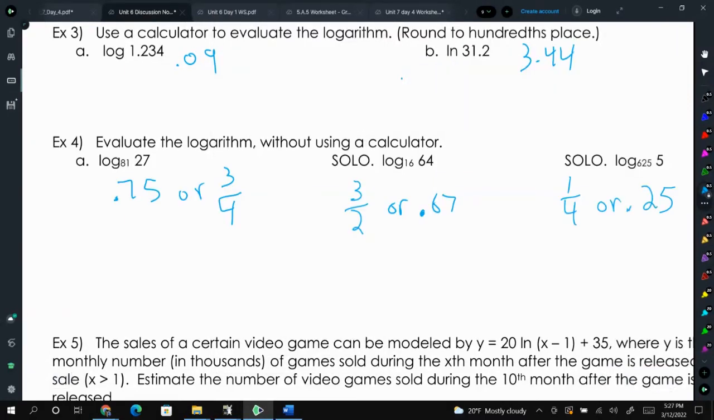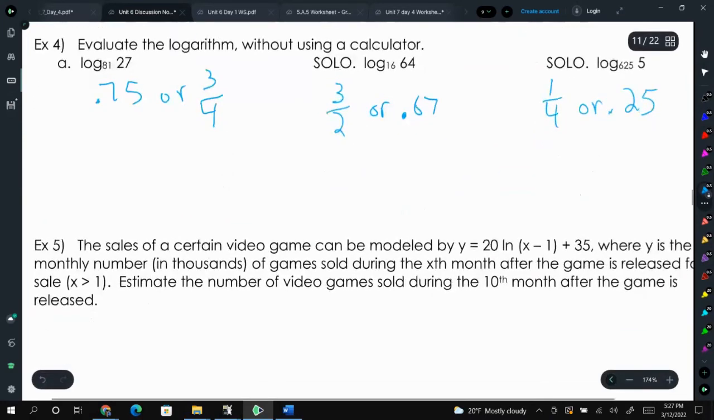All right, so this is what you should have gotten. I left them in decimals or fractions. If you were doing this without a calculator, then you would have gotten the fractions probably. If you did it with the calculator, then you would have gotten the decimal approximation.